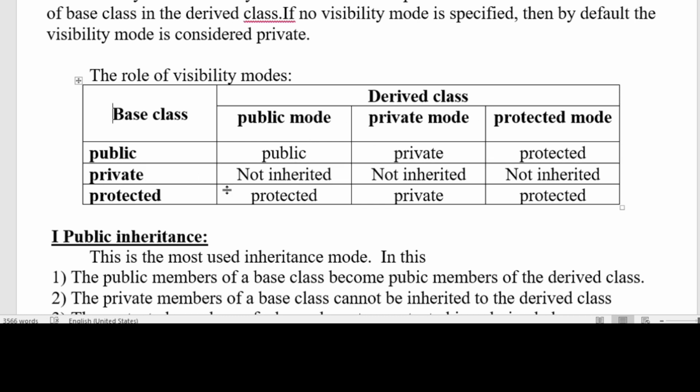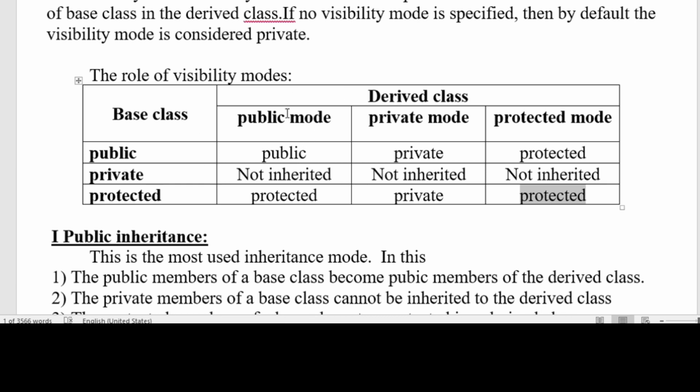For private mode, just write down all these things: not inherited, not inherited. For the public line, you write public, private, protected. Public, public, private, private, protected, protected. For protected, for public it is protected, this is private and this is protected. You can learn horizontally or vertically also.